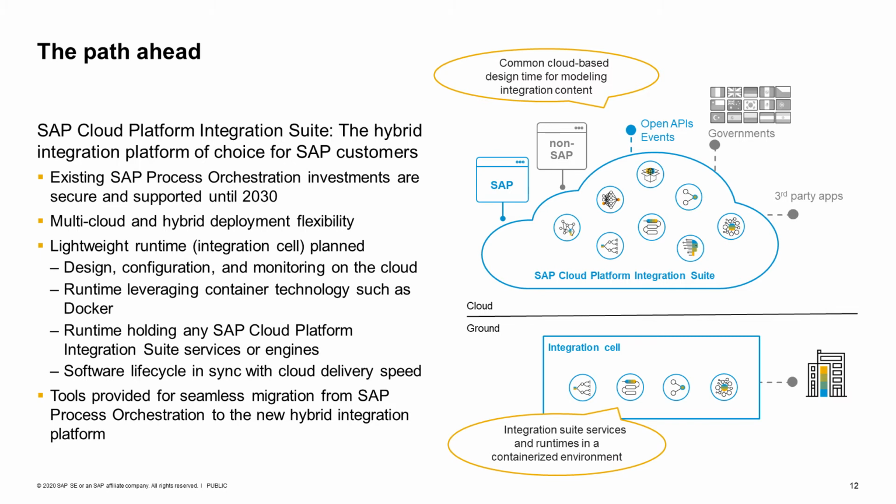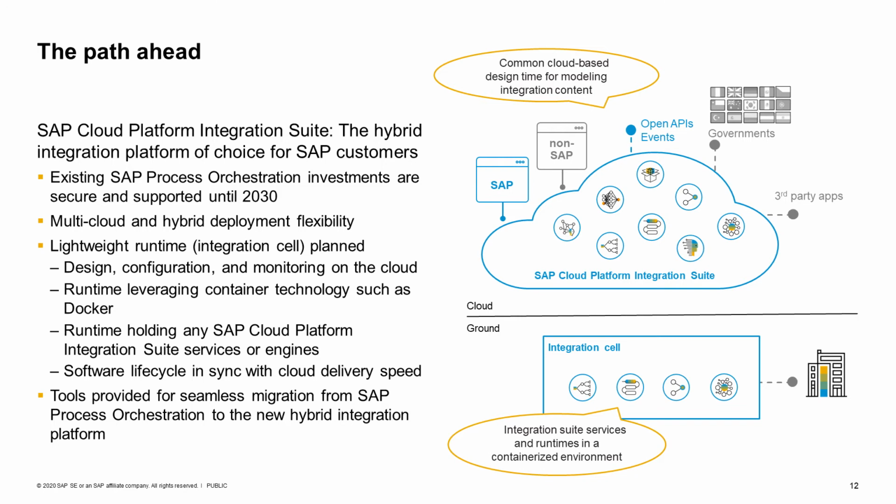And the runtime can hold any kind of different Cloud Platform Integration Suite services or engines, right? So it can hold a worker node that you can run your process integration scenarios. It can run an API proxy in order to enforce traffic and security policy. It can hold a messaging system for your event-based processing, for instance, and it can also hold a cloud connector to secure the connection between the cloud and on-prem.